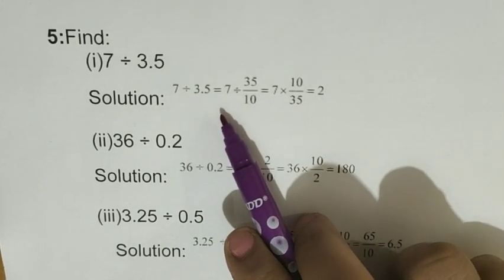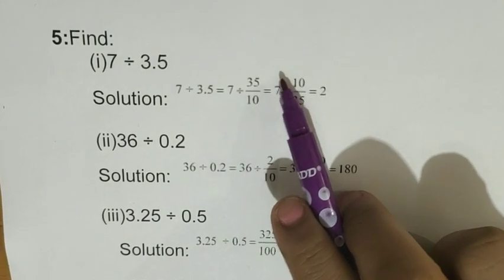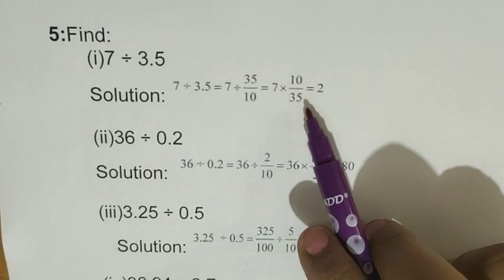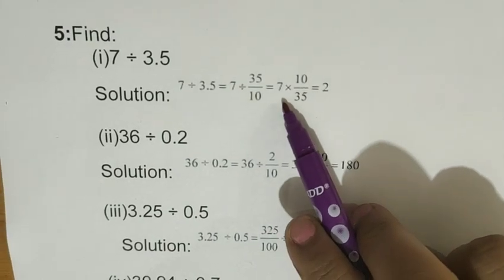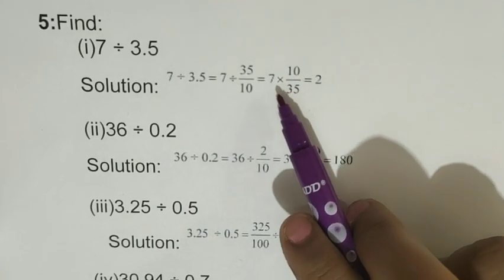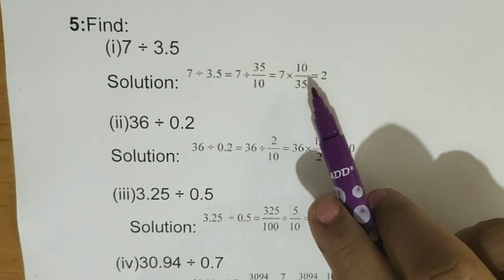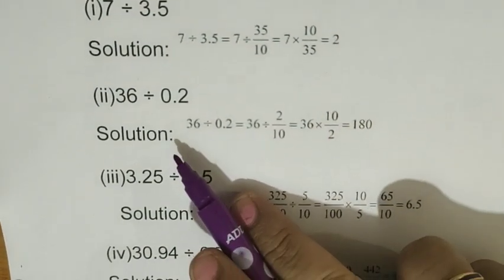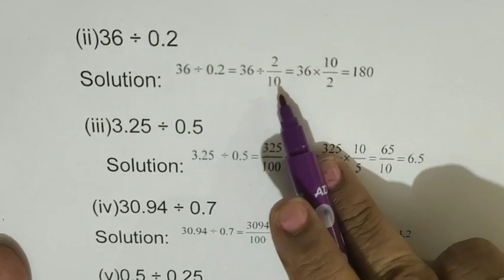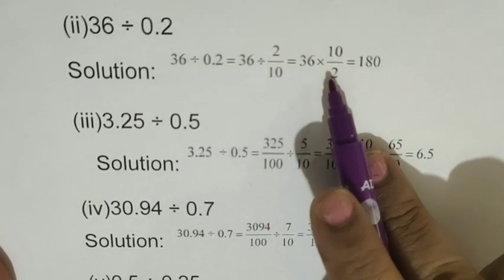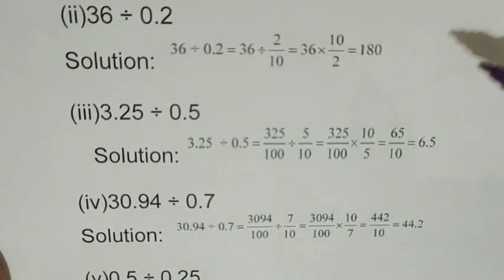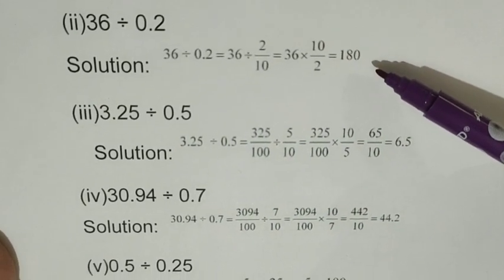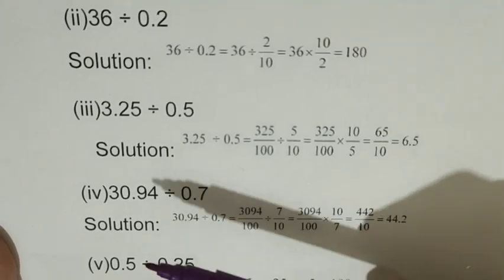7 divided by 3.5. 7 divided by 3.5 means 7 divided by 35 by 10. Now the same rule, reciprocal and multiply. 7 into 10 by 35. 7 in 35 is 5 times, so 10 by 5 is equal to 2, simple calculation only. 36 divided by 0.2. 0.2 can be written as 2 by 10. That means 36 into 10 by 2, which is equal to 180. Now I think you got the idea.